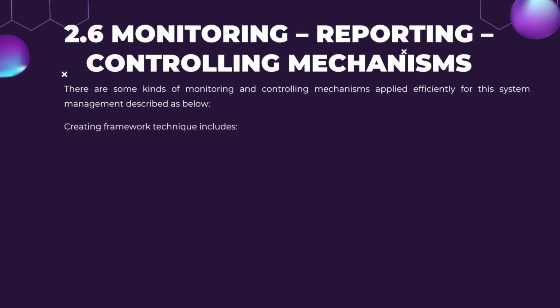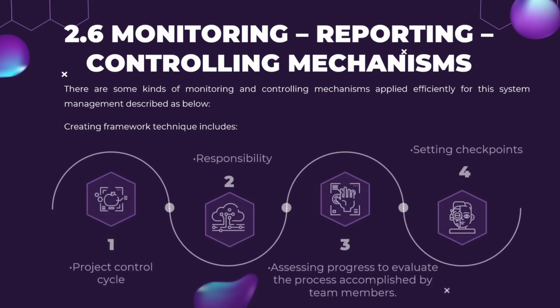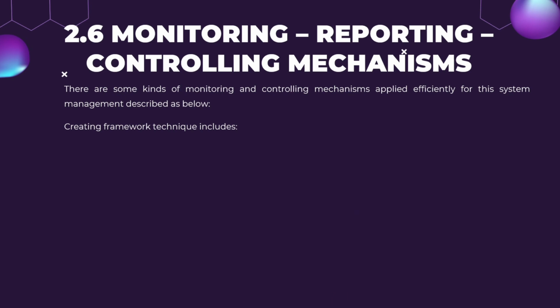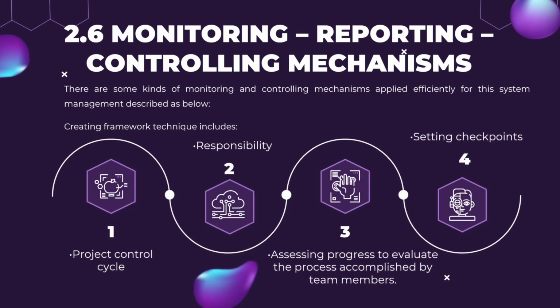There are some kinds of monitoring and controlling mechanisms applied efficiently for this system management, described as below. The rating framework technique includes the project control cycle. It will track the flow of activities of the system and detect any risks generated.